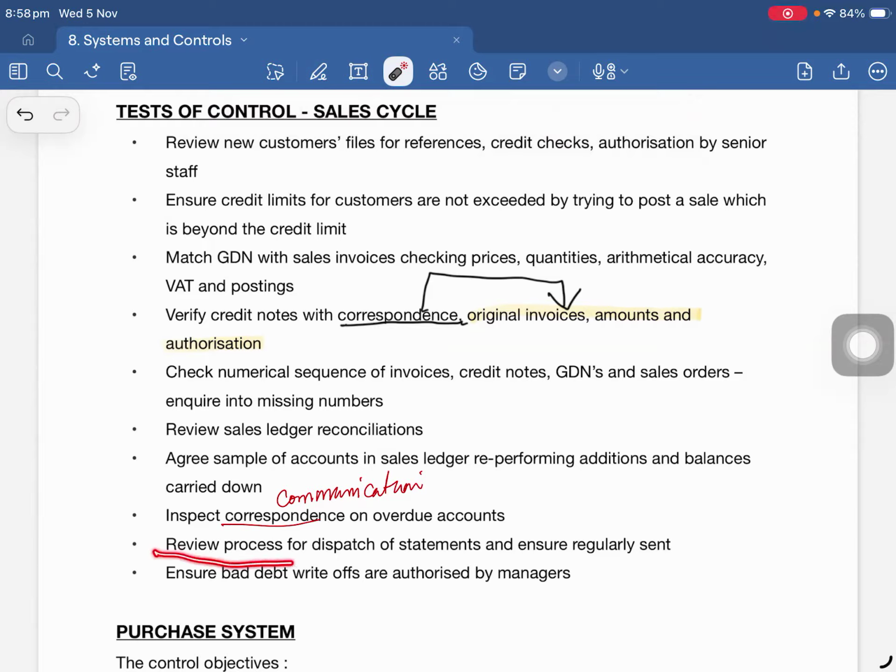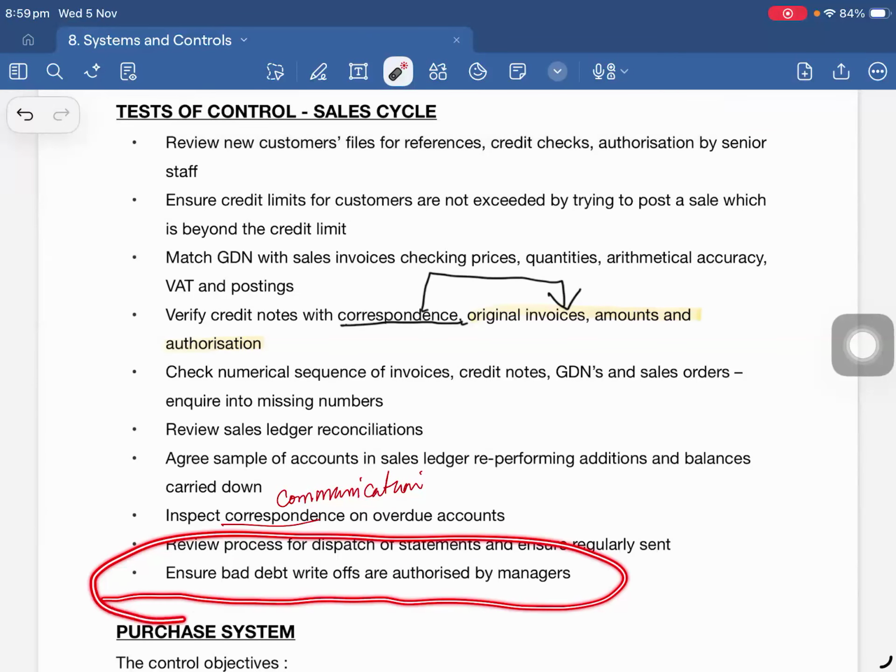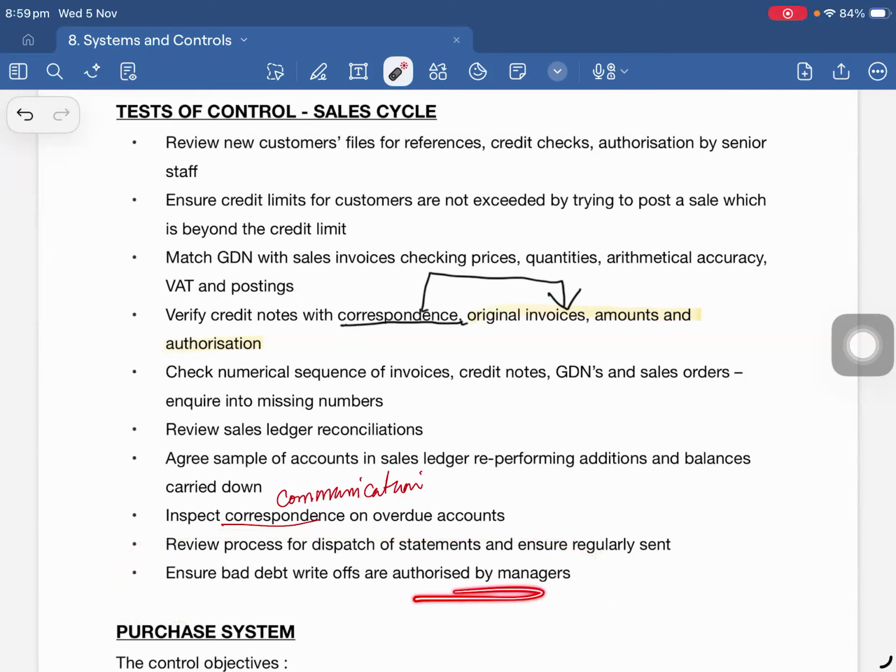Okay. Then you're going to review the process of how these statements are being dispatched to the customer, whether they are being released on a regular basis or not. Clear? And then you're going to ensure that the bad debts are being written off, and these are authorized by the managers. Clear?